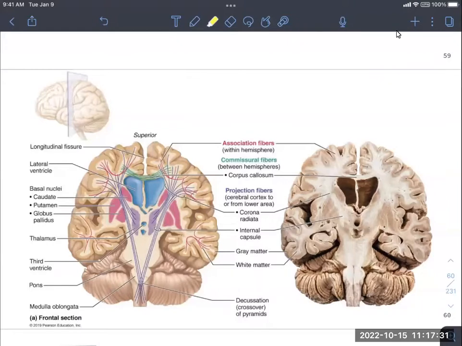We have these association fibers in pink. They stay in the same hemisphere, but they help to connect the different parts of that same hemisphere. Commissural fibers are going to go between the two hemispheres to help connect what's happening with the right and the left side of the body.